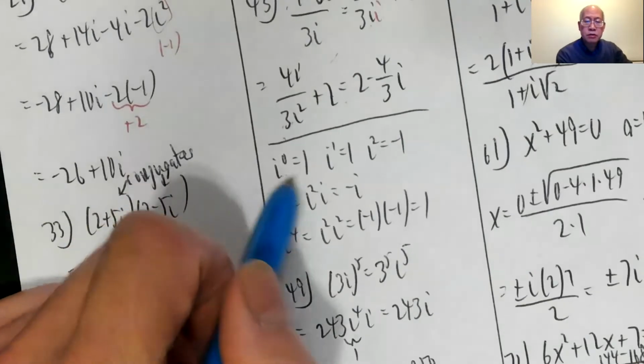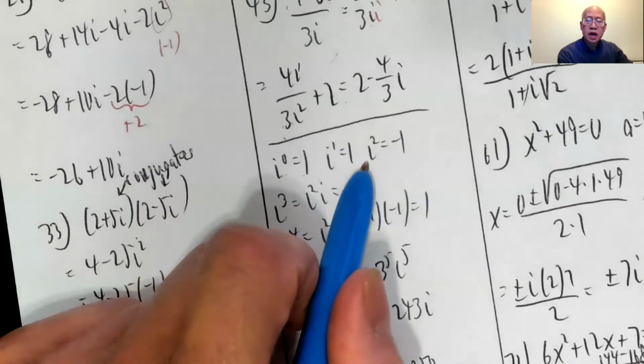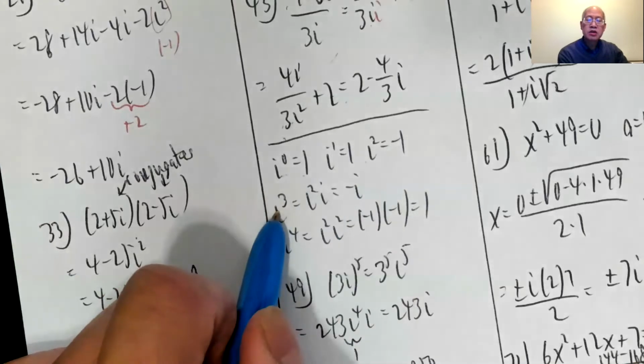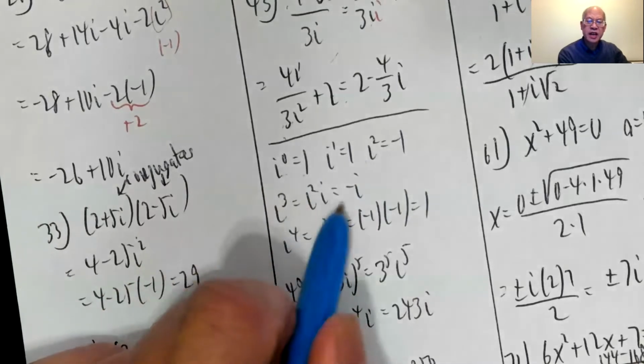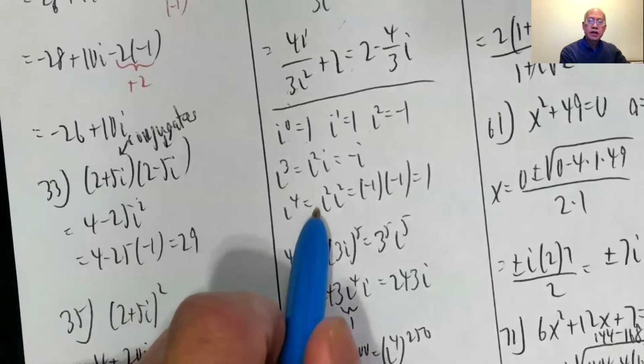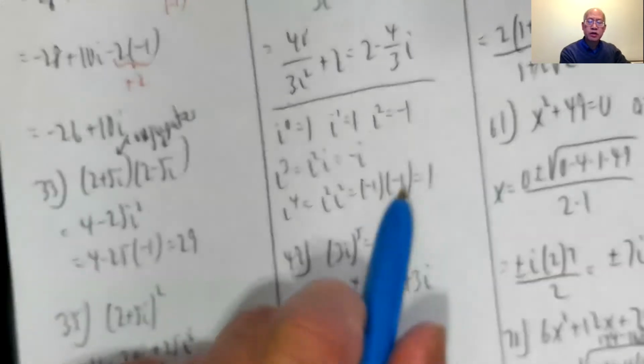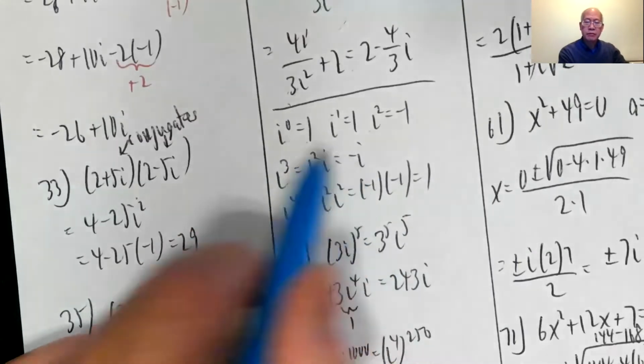Powers of i. i to the 0 is 1. i to the 1 is i. i squared is -1. i cubed can be thought of as i squared times i. That's -i. i to the 4th, you can think of as i squared times i squared, or -1 times -1, which is 1. And then it'll just keep cycling back.